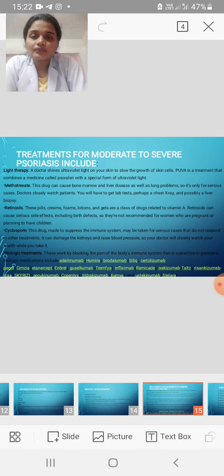Biological treatment works by blocking part of the body's immune system, which is overactive in psoriasis.